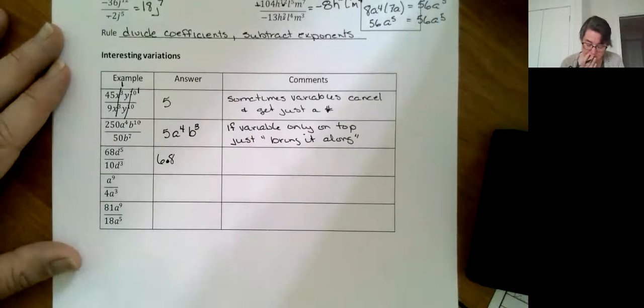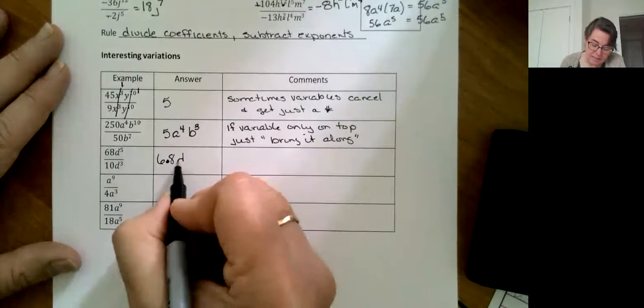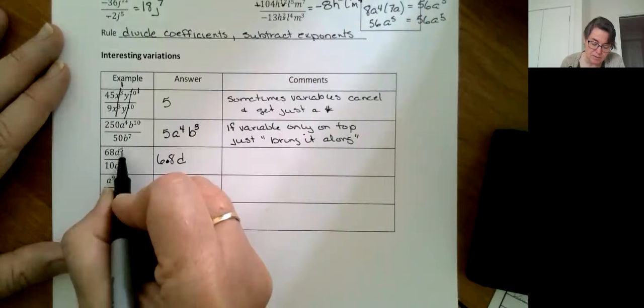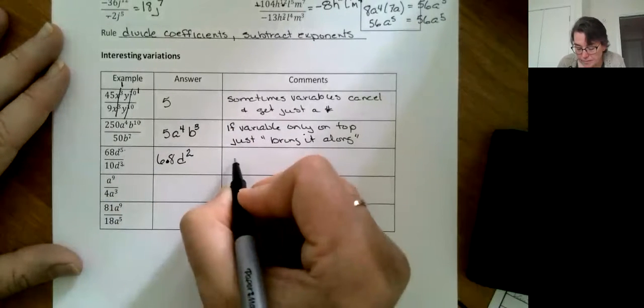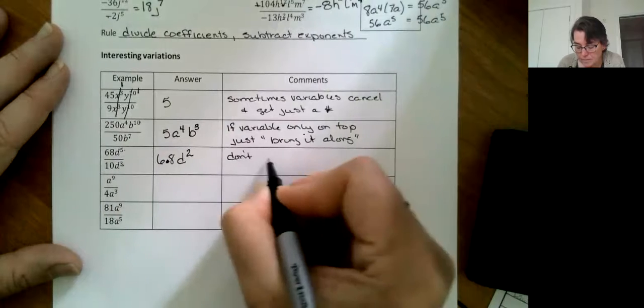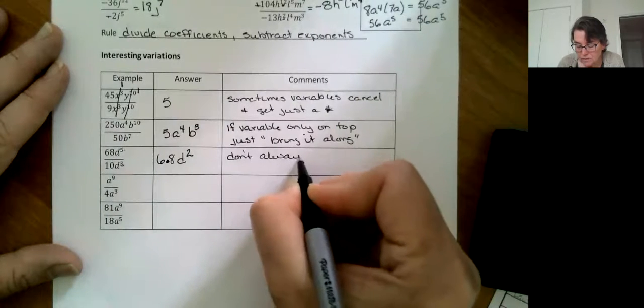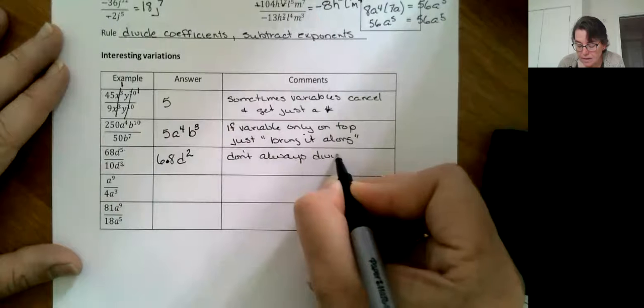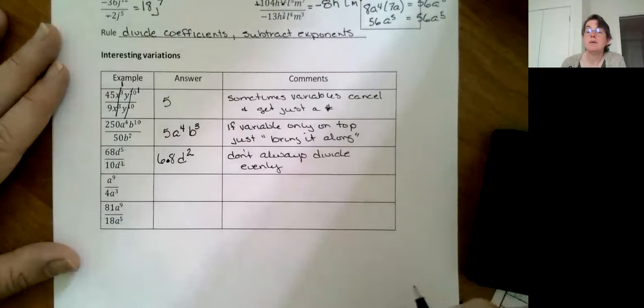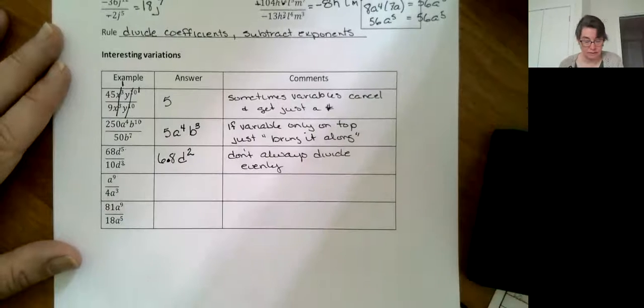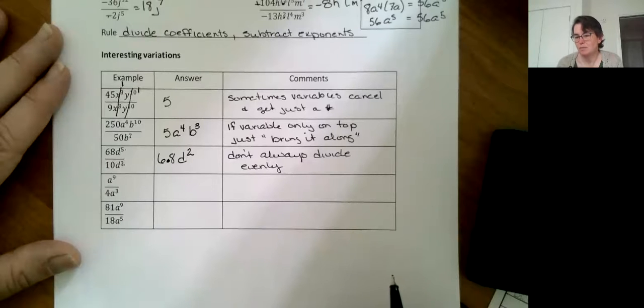That's okay. And then we got a d, and we got d to the 5 divided by d to the 3. So 5 minus 3 is 2. So don't always divide evenly. If you do an entire worksheet, and every single one of your questions, if it's a worksheet from me, comes up as a decimal, you probably should double check.